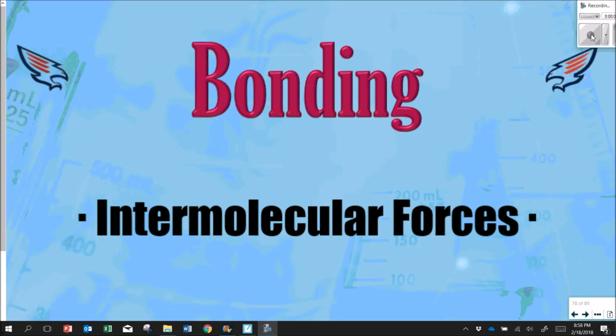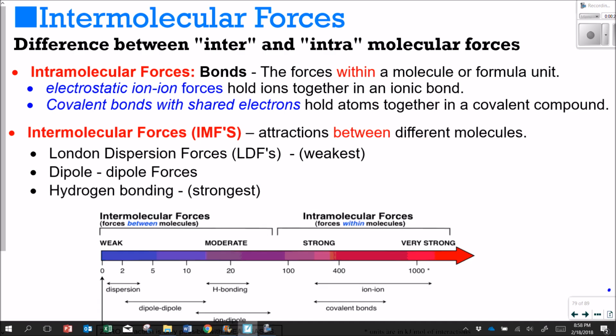This is Ms. White, and in our last bonding video, we will look at intermolecular forces and then bond energy and bond length. Let's look at the difference between inter and intramolecular forces. Intramolecular forces are bonds. They are the forces within a molecule or formula unit.